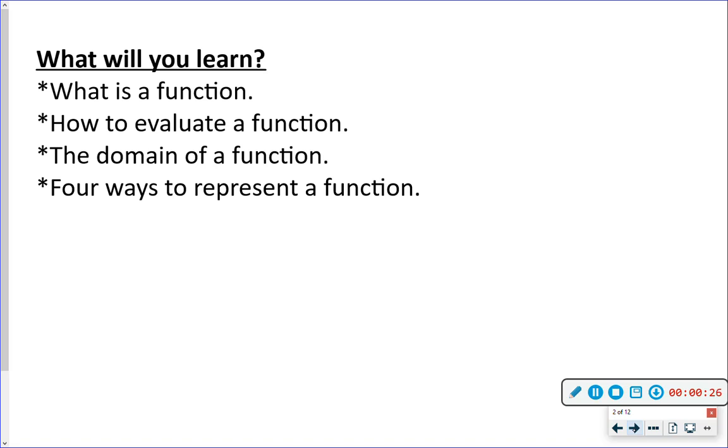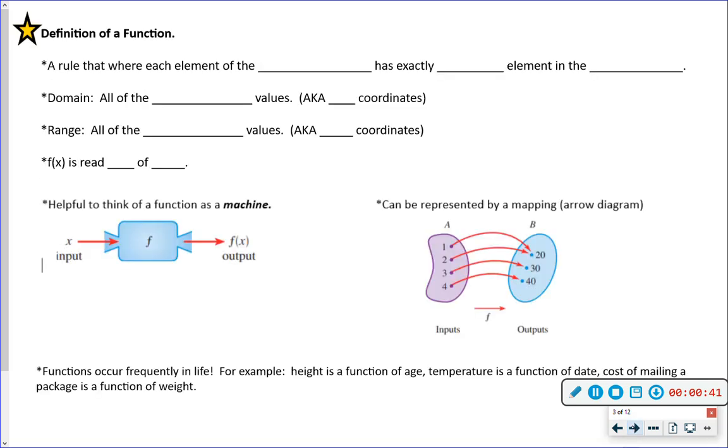Of course, how to evaluate them. Super easy. We're plugging some numbers in for x and doing some calculations. We're going to talk about domain. Domain is very important, what you can put into the function, because there are some restrictions sometimes, and just different ways you can represent them. That's all it is today, kind of an introductory section. So, lots of vocab, different things to look at here.